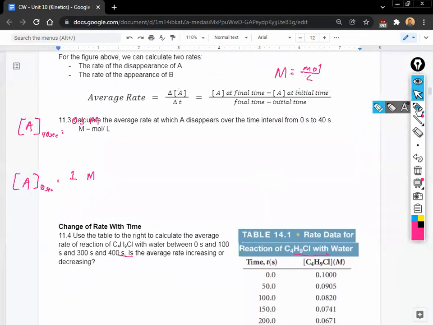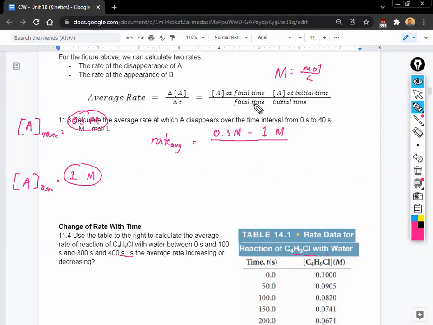Okay, so we're just going to plug things in right here. We know the average rate is going to equal the final concentration, which we said was 0.3 molarity, minus the initial molarity, which is 1. So 0.3 molarity minus 1 molarity. And then the final time is 40 seconds minus the initial time, which is 0 seconds.